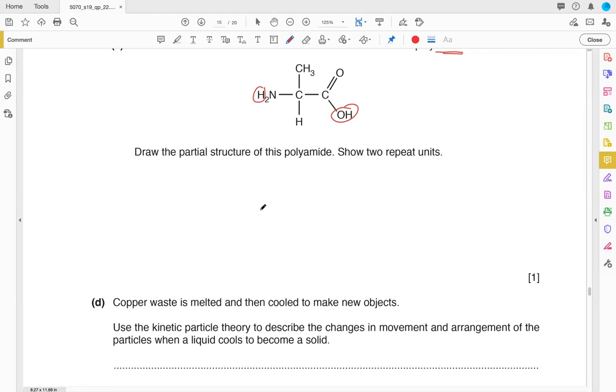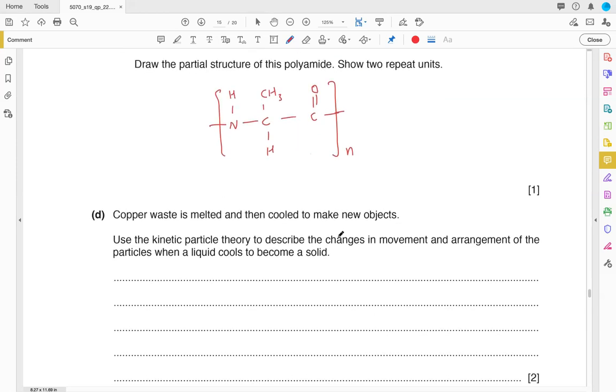So when that goes away, what am I left with? I just copied the whole thing. I'm just copying this without OH. And on this side, I have 1 hydrogen, 1 is left over. And that is my partial structure. So just put that in there. Is that good enough? If somebody did that, they will still lose a mark. Can you identify why?